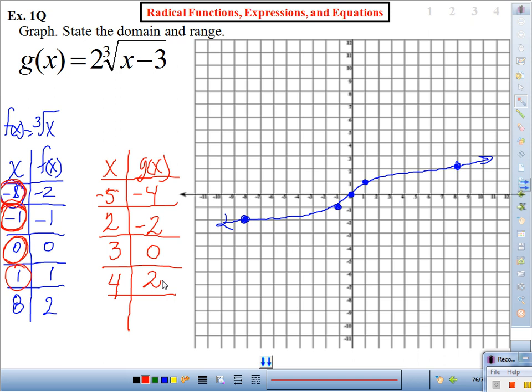And what's our last value? In order for it to be positive 8, what do we substitute in here? 11. That is correct. 11 minus 3, that's 8. Cube root of 8 is 2. 2 times 2 is 4. All right, let's plot that. We got negative 5, negative 4. 2, negative 2. 3, 0. 4, 2. 11, 4.